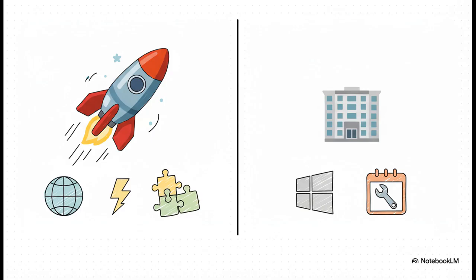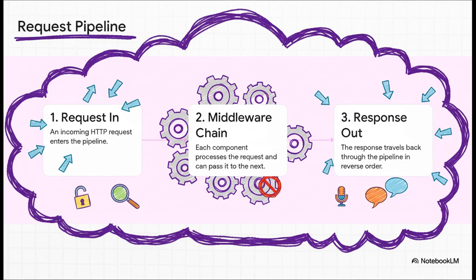It shows you're current. This is such a fundamental concept in ASP.NET Core. Just picture an assembly line. A request comes in at one end, and it travels down this pipeline of different middleware components.